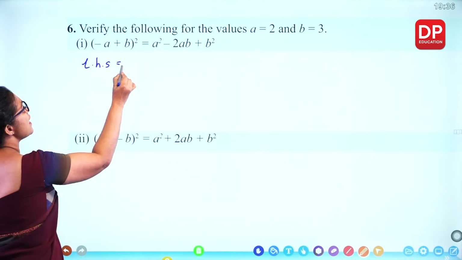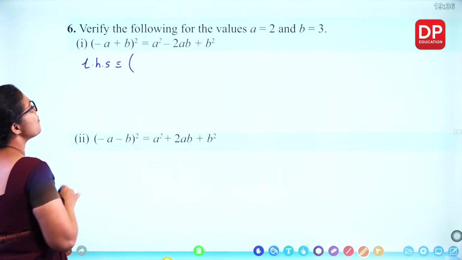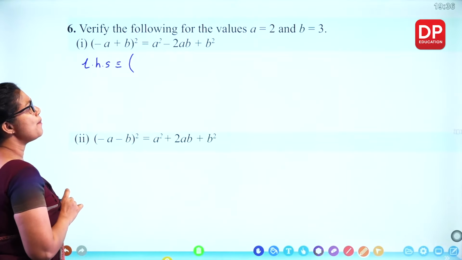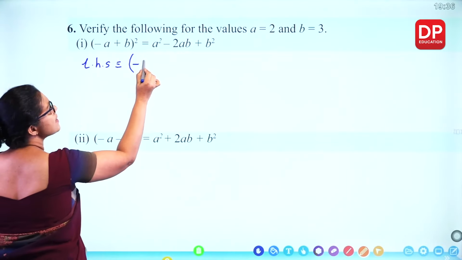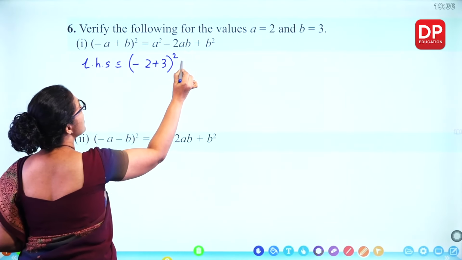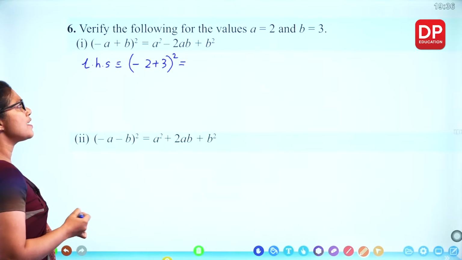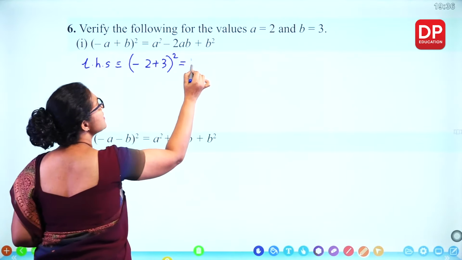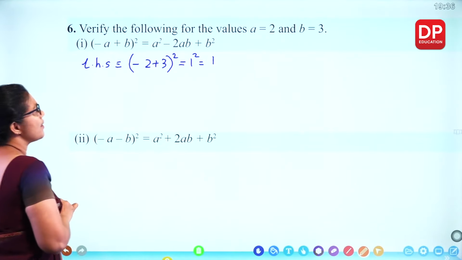Take the left hand side, so you have to substitute the values. A is 2 and B is 3. So minus 2 plus 3, and there's a square term. What is minus 2 plus 3? It is 1. 1 squared, you get 1.